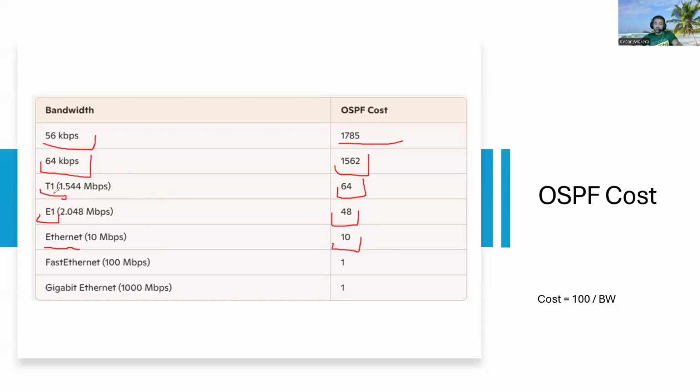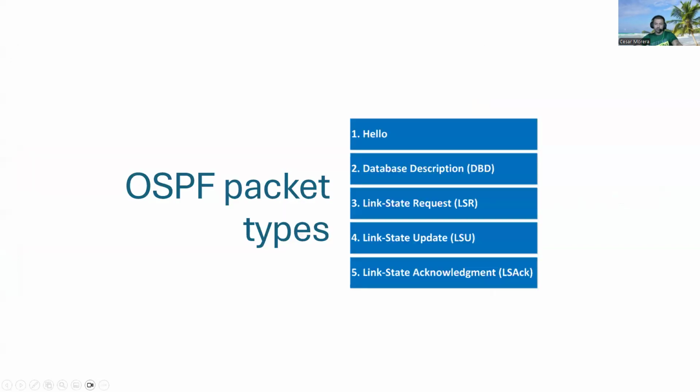Remembering the difference between E1 and T1, the T1 has 1.544 and the E1 has 2.048 Mbps. And finally, we have fast Ethernet, 100 Mbps with a cost of 1, and gigabit Ethernet, 1000 Mbps with a cost of 1 as well. So that's basically a little bit of understanding the way that the cost is measured in OSPF depending on the connection that we currently have. Let's clear the drawing and let's continue moving on with the next topic.